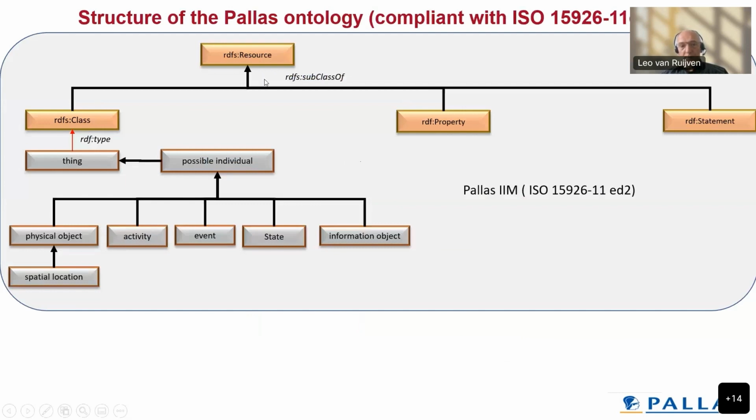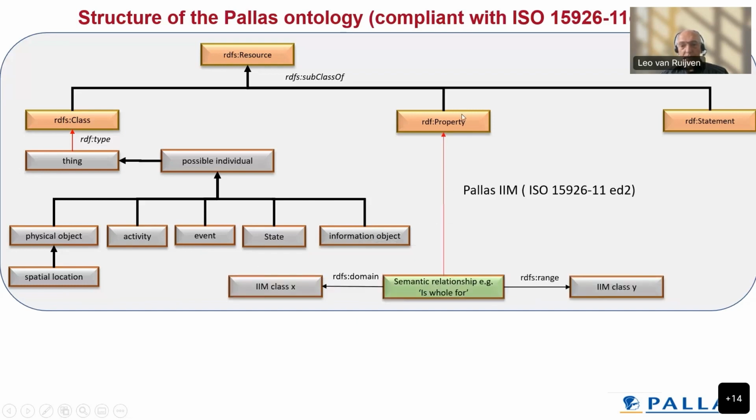The upper ontology, as I said, is based on RDFS, ending up in the RDFS resource. We have an RDFS class, property, and statement, and the possible individuals are all either a physical object, an activity, an event, a state, or an information object. And we defined as an extension on RDF property a set of, say, 200 semantic relationships, all defined by domain and range. In this case, for instance, hasPart is an example of such a relationship.